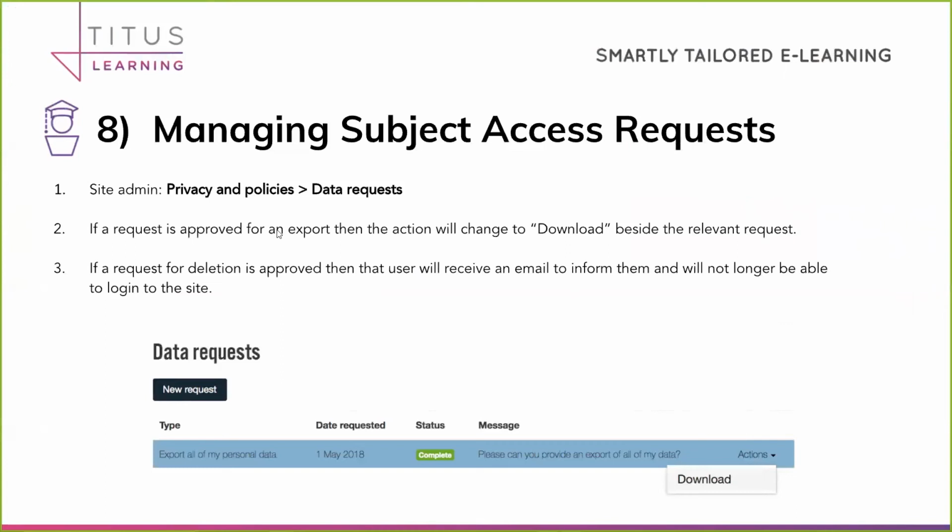And that's how you actually manage the subject access request. So site admins and the data protection officer should have the ability to come and manage these requests. If a request for deletion is approved as well, then that user should receive an email and a notification to inform them, and they will no longer be able to log into the site, essentially. Obviously, you could deny that as well, which would prevent that from happening.